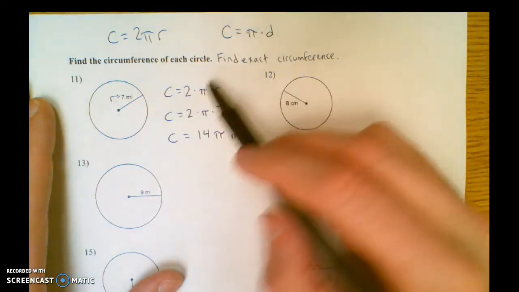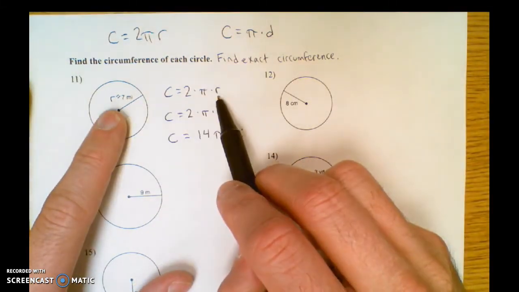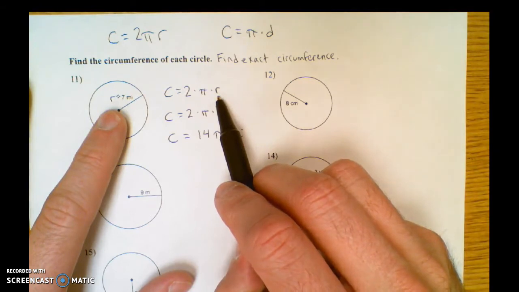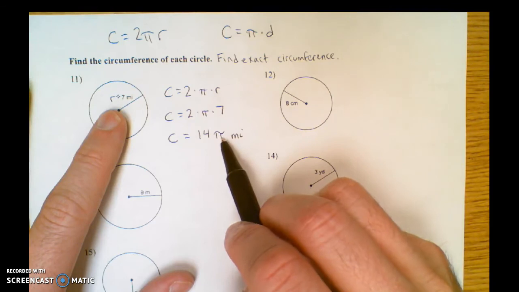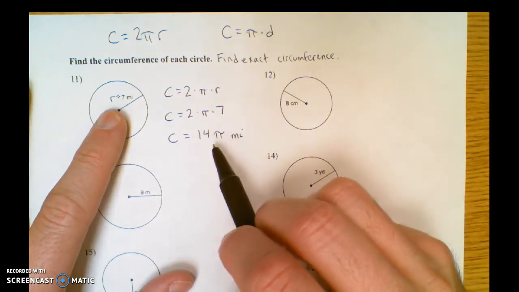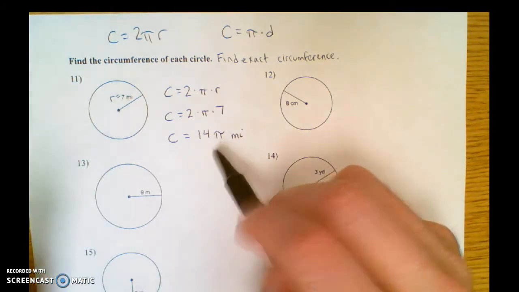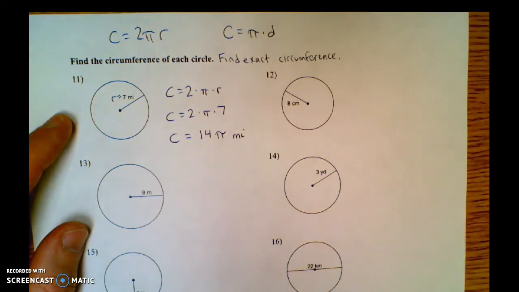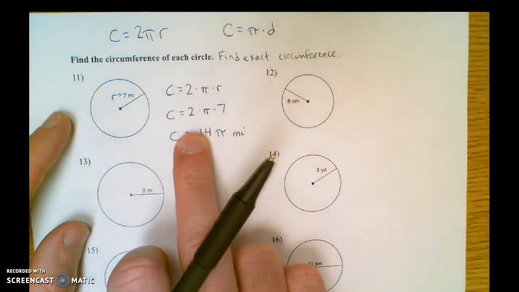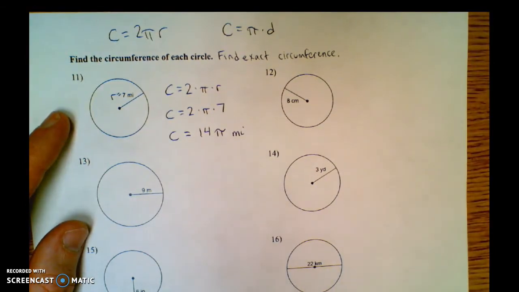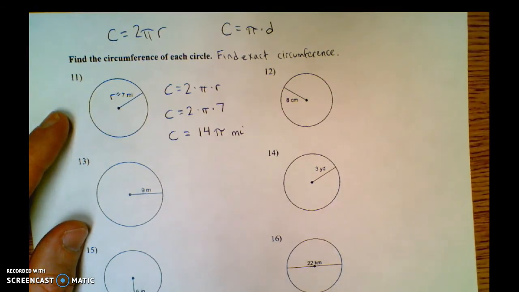So again, with these problems, you substitute in the value that you're looking for, which is r in this case. You multiply the 2 times the 7, and you leave the answer with pi, because this is the exact answer where you're not rounding. Versus the other page, we had a round. So try questions 11 through 15, just like this problem. Please pause the video at this point, and you'll continue on with number 16.